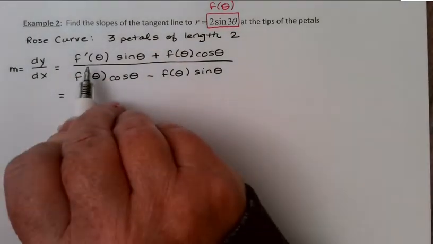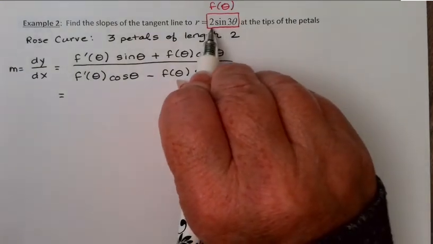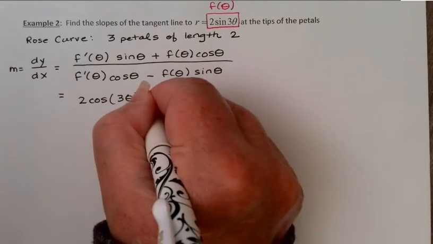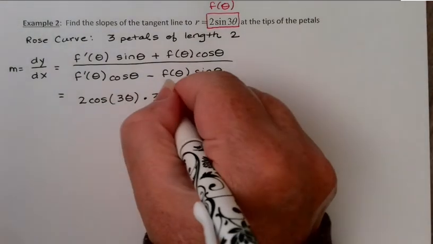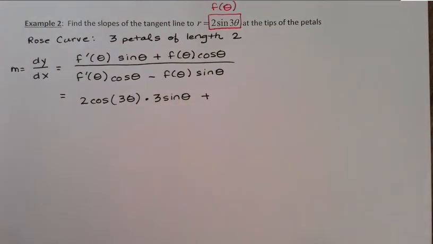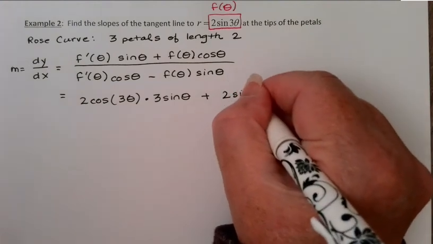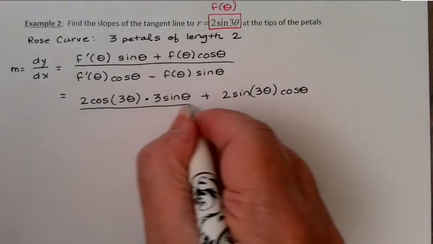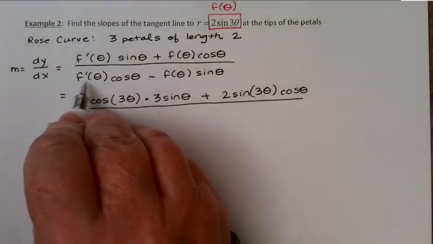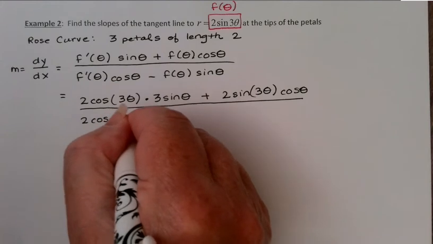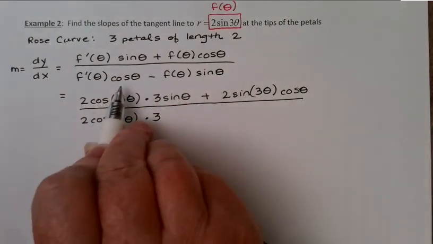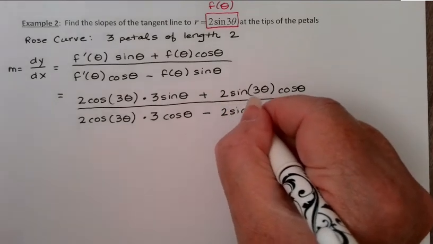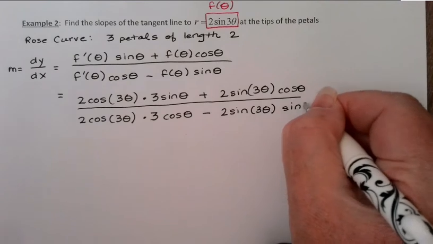And so when I do my derivative, f prime of theta is going to be 2 cosine 3 theta, and chain rule times 3 times the sine theta, plus f of theta, 2 sine 3 theta times cosine theta, over f prime again, 2 cos 3 theta times 3 from the chain rule times cos theta, minus f of theta, 2 sine 3 theta, sine theta.